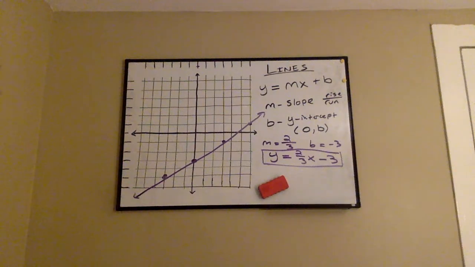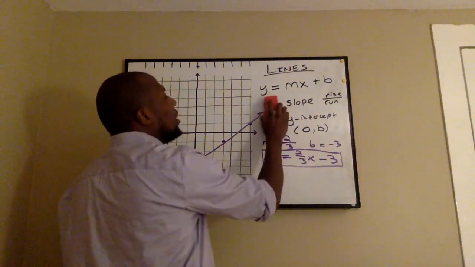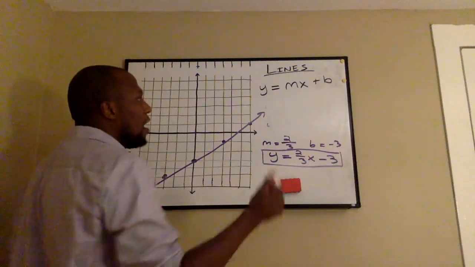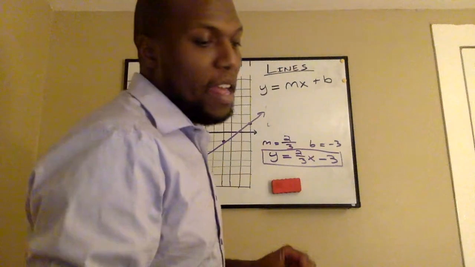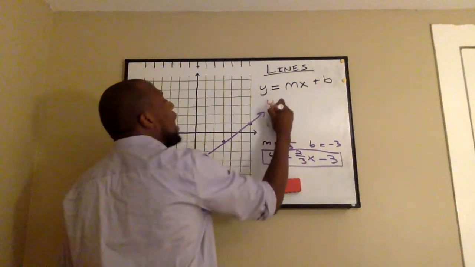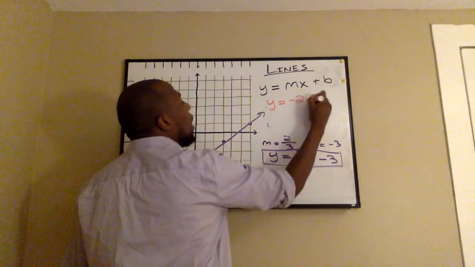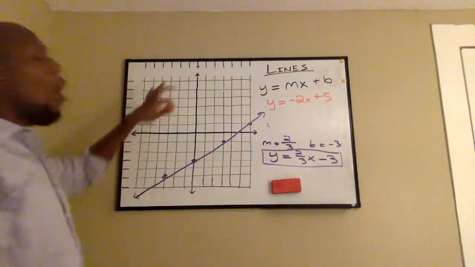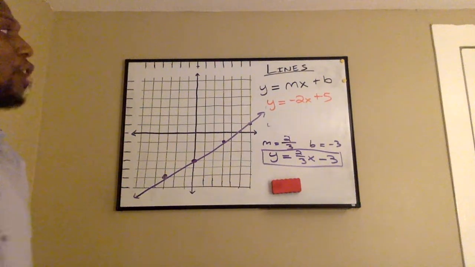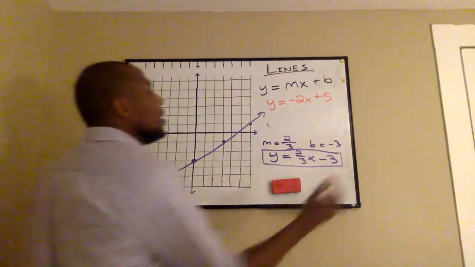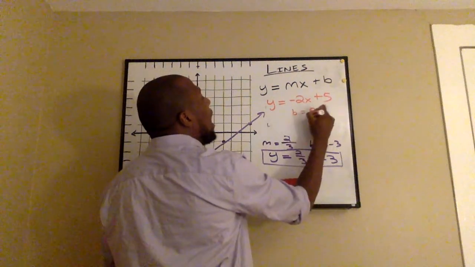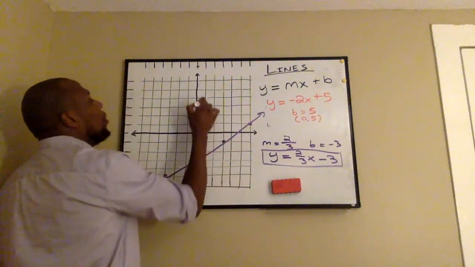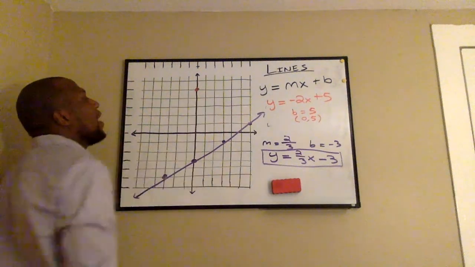Because we have limited space, I am going to erase this little bit right here, but I'll keep that purple equation for us. Let's say that we have the equation y is equal to -2x plus 5, and we want to graph that. We need to first determine what our y-intercept is. In this case, b is equal to 5. That means we go through the point 0, 5. 1, 2, 3, 4, 5. I'm going to put that dot there.